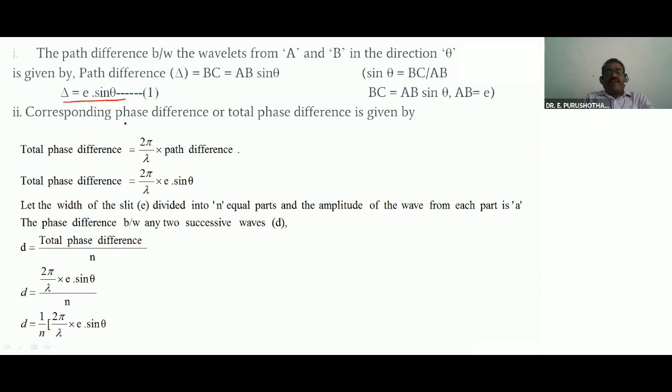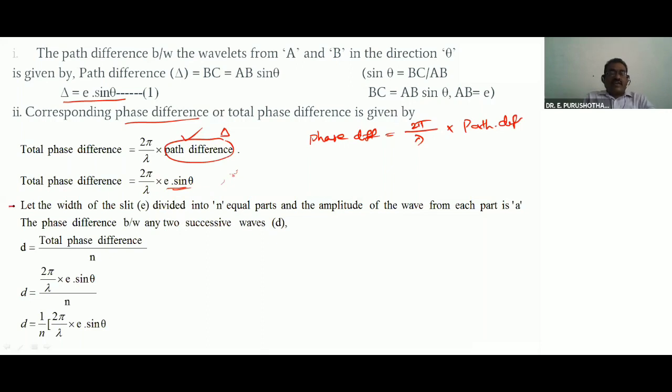The corresponding phase difference, what is the relation between phase difference and path difference? The phase difference is equal to 2 pi by lambda into path difference. So this is the general principle. The total phase difference is equal to 2 pi by lambda into path difference. So in place of path difference delta, we can write delta is equal to e sine theta.